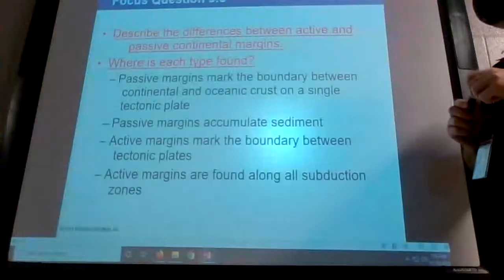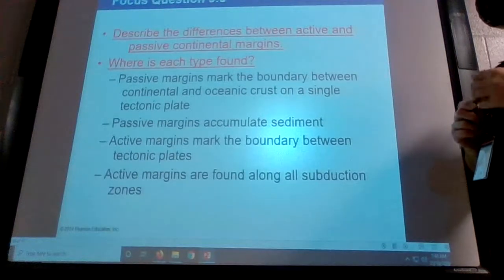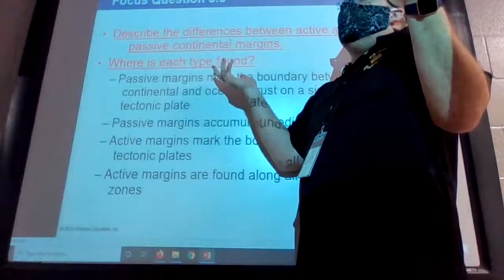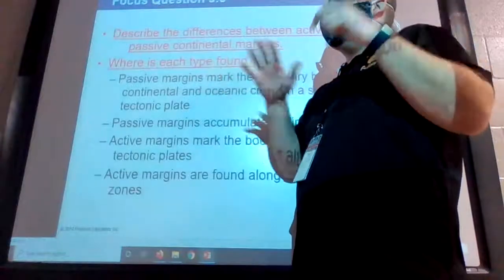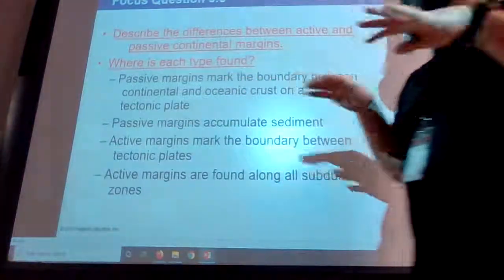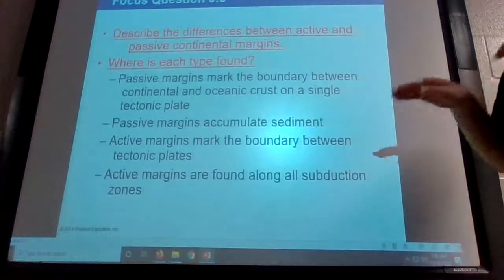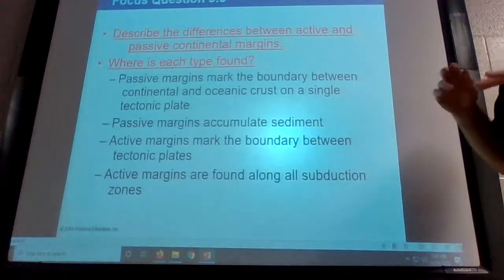Okay, so describe the differences between active and passive continental margins and where each type is found. Your passive margins don't have any activity. I mean, it's right in the name. There's nothing going on. The continental and the oceanic plates don't move relative to one another. They're just hooked together and stay together.